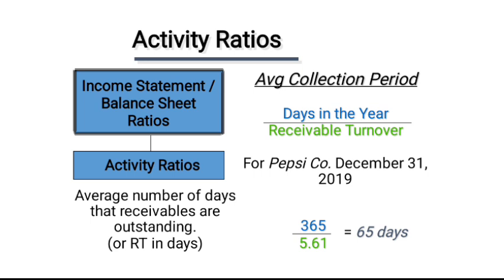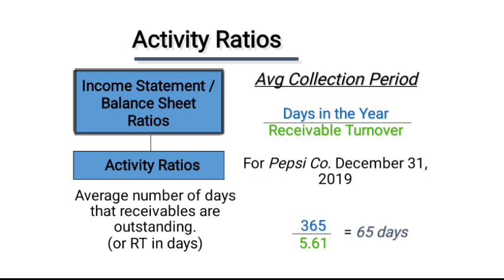Again, in activity ratio, for getting more detail, we go for average collection period. Again we will take the income statement and balance sheet, and we will find out the average collection period. We do it to find out the average number of days that receivables are outstanding. When we call out the average number of days receivables are outstanding, we call it RT, receivable turnover in days. We need to find receivable turnover in that case. So average collection period is equal to days in year divided by receivables turnover.